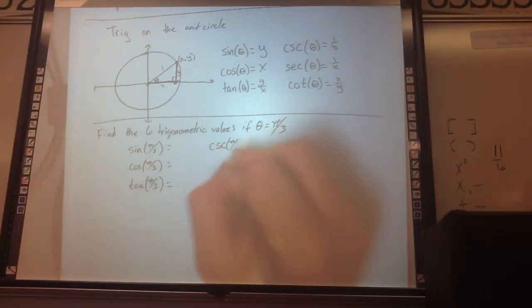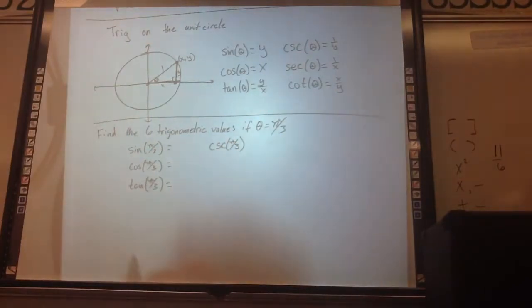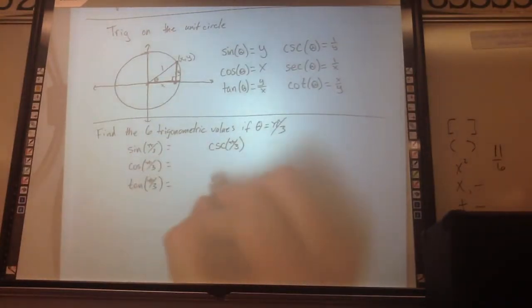You'll need to remember, we always got confused a couple years ago. Cosecant and secant. Is secant the opposite of sine, or is cosecant the opposite of... They're the opposite of each other. Yeah, the C goes with the S, and the S goes with the C.